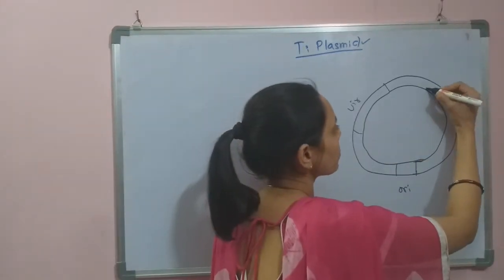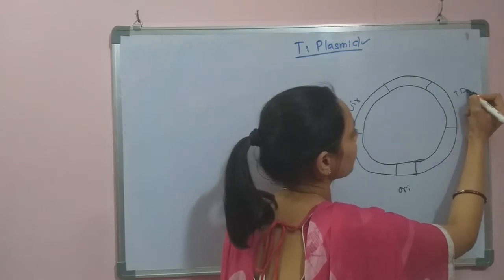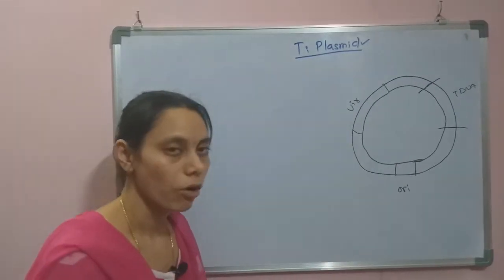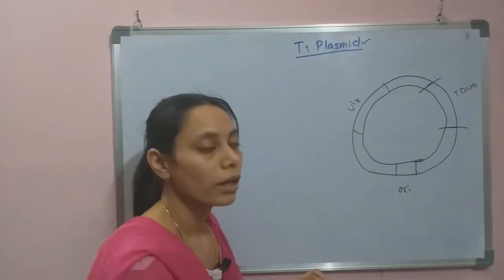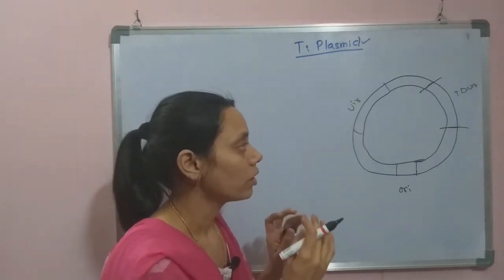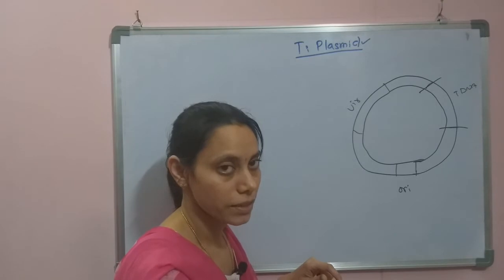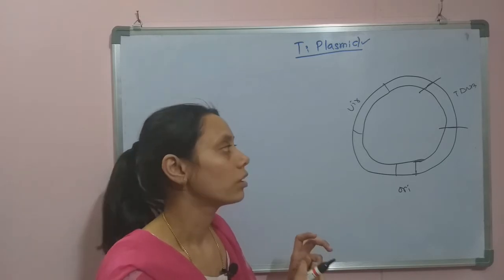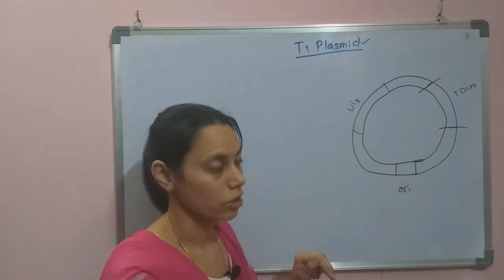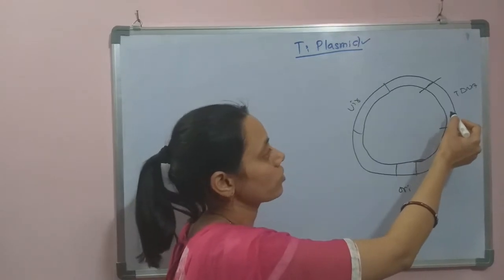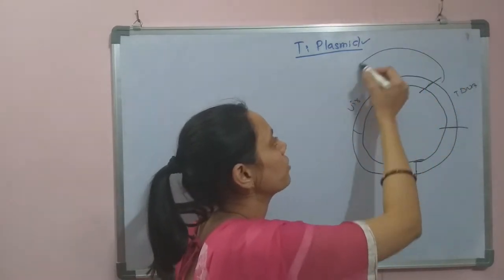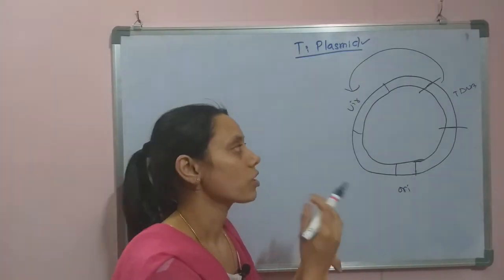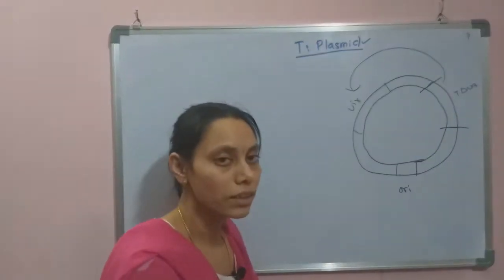The other important region is the tDNA region. This is the part responsible for the recombination. That means this is the part which will be cleaved and inserted inside the plant. But inside the tDNA there will not be genes responsible for its transfer. The responsibility of tDNA transfer will be carried by the vir region. That means the vir region has the genes which are able to transfer this tDNA inside the plant cell.